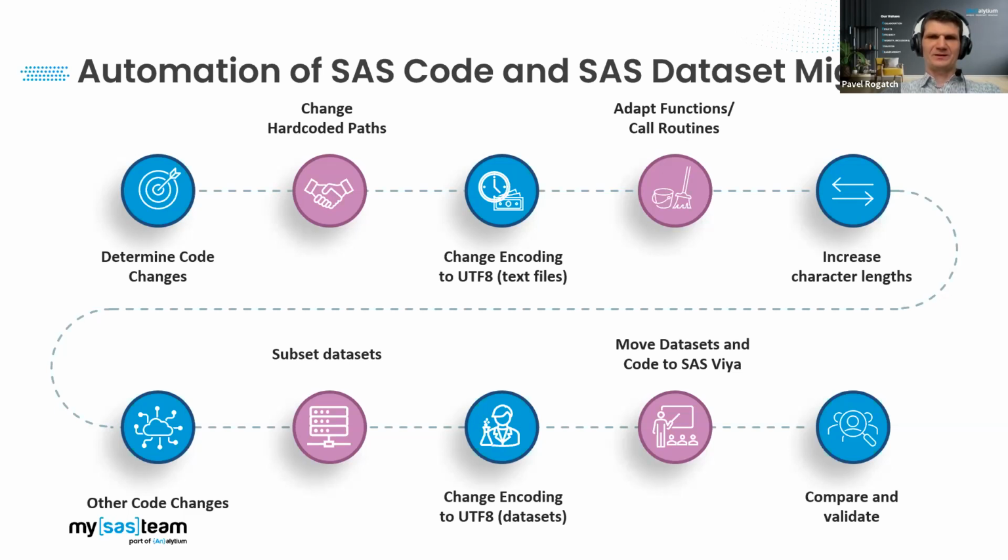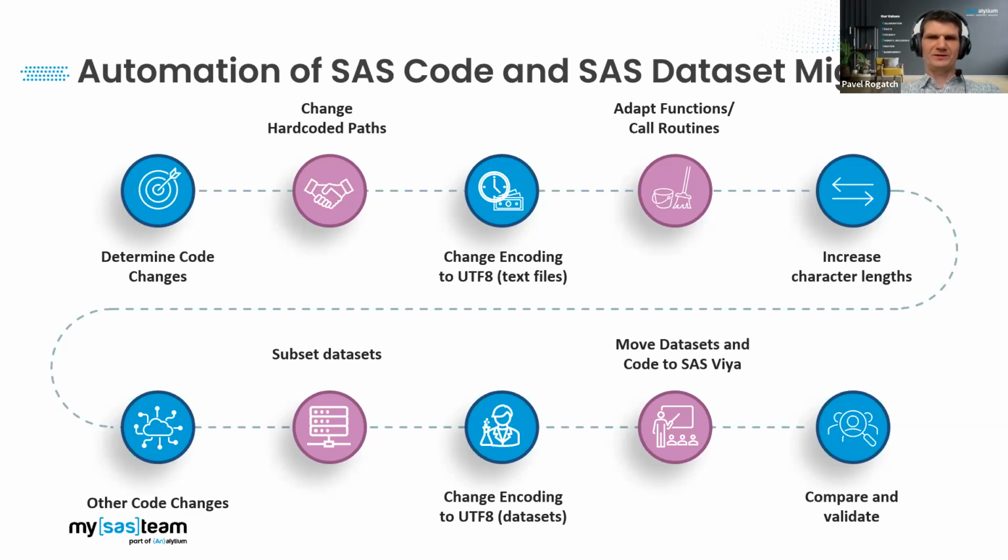The second reason is the company continued using the old platform during the migration process, and users were constantly changing SAS code and datasets. So we needed a tool to update code files and datasets after we migrated them to a new platform. Another reason is during the migration process, new client-specific requirements for changes in code were arising. So we had to change code again and again according to new requirements. So let's briefly review different stages of SAS code and SAS dataset migration that we automated.